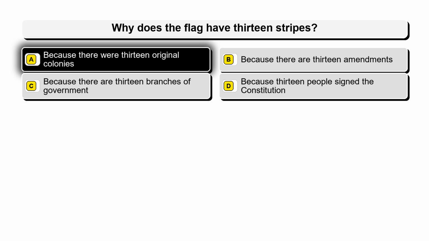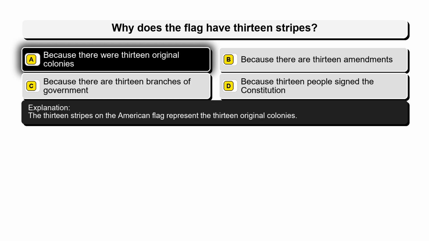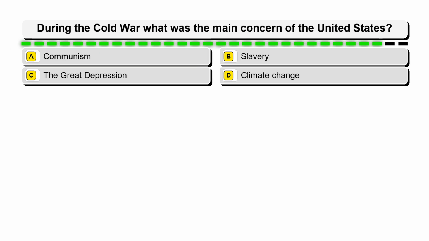The correct answer is option A, because there were 13 original colonies. The 13 stripes on the American flag represent the 13 original colonies. Question 52. During the Cold War, what was the main concern of the United States?